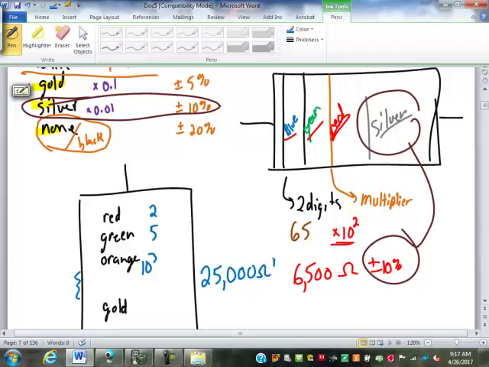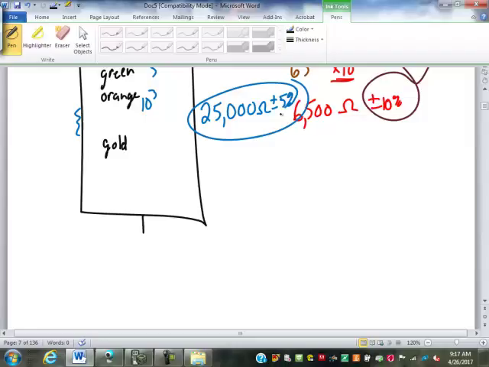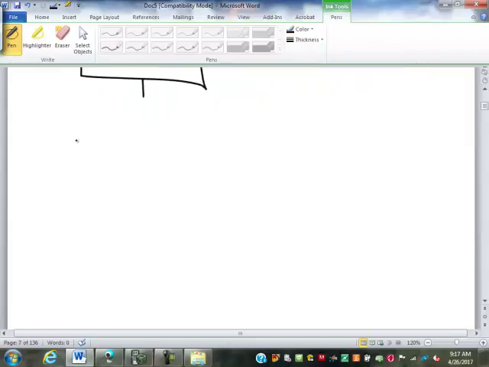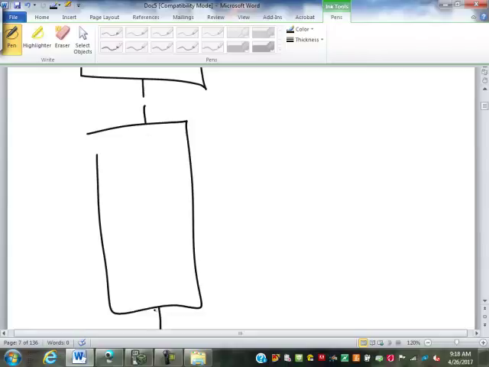Gold means plus or minus 5%. Make any sense? Sure? Something like Tony the Tiger. It's sure great. Just saying.